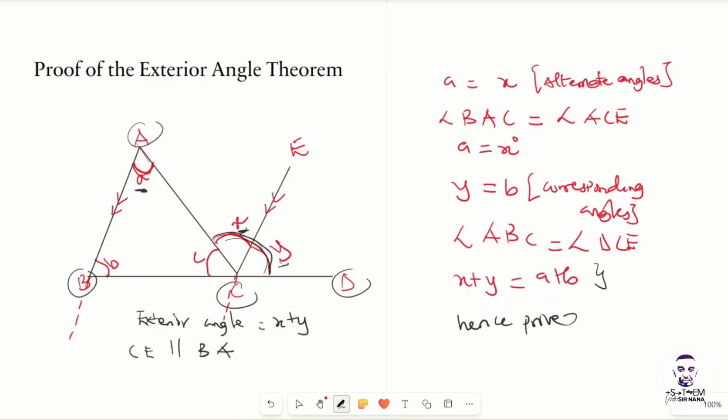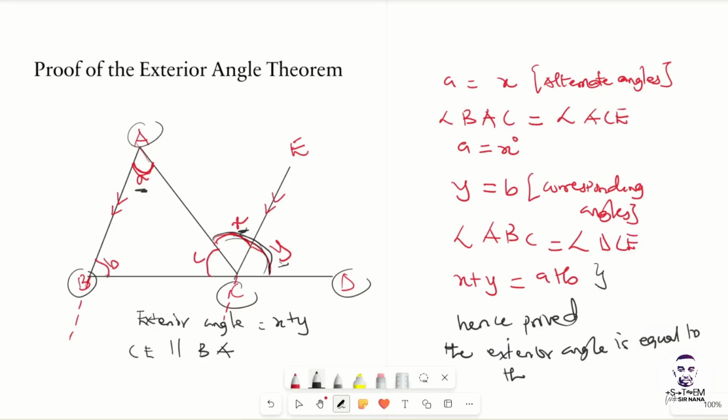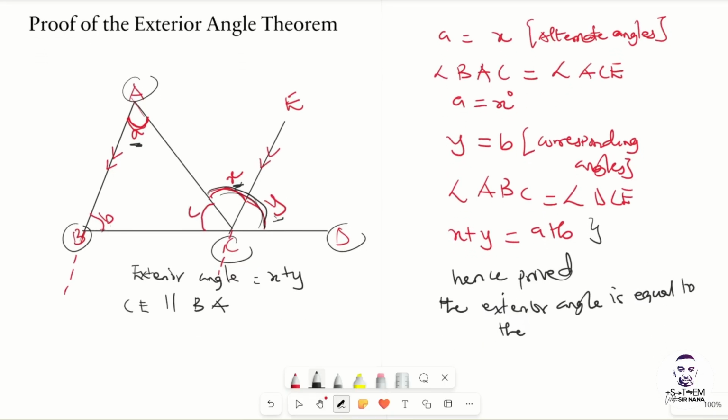Hence, proved, right? So we have proved that the exterior angle, let me clean and write it well. So we proved that the exterior angle is equal to the opposite interior angles, right?